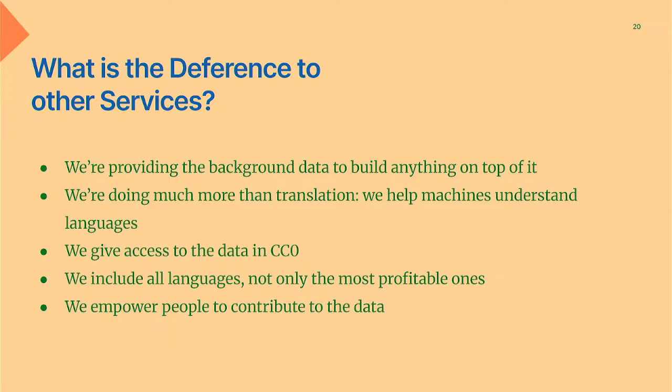Other services, as we have already said, provide the background data to build anything on top of it. We do much more than translation. We know on Wikipedia we do translation, right? Inside Wikidata again, we still do translations. You can translate from English to your own native language. You can structure the data in your native language. Again, the same thing with Wiktionary. So with all the Wikimedia projects, you are able to translate into your own native language. We empower people to contribute to the data.